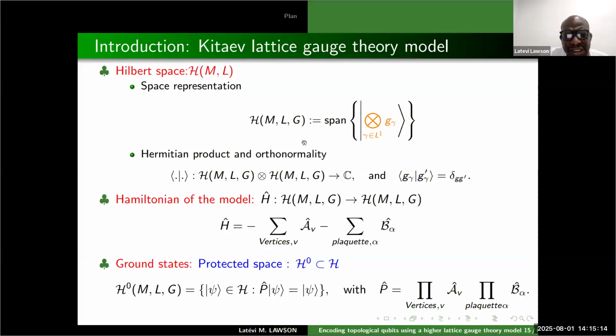The first point is to look for the Hilbert space representation of this graph, and the second is to look at the Hermitian product and the orthogonality. From this representation, we define the Hamiltonian model, which is described in this form. We know the Hamiltonian formulation in ordinary quantum mechanics, which consists of the kinetic part and the potential part. We can see that the same architecture appears here. Ask me at the end of this talk about the correspondence between this formula and the one that we have. Once we have the Hamiltonian, we can create the protected space, which is defined like this. Here the operator P is defined like this, and leaves this ground state invariant. This is what we call protecting the information, or encoding the information, in the Kitaev model.